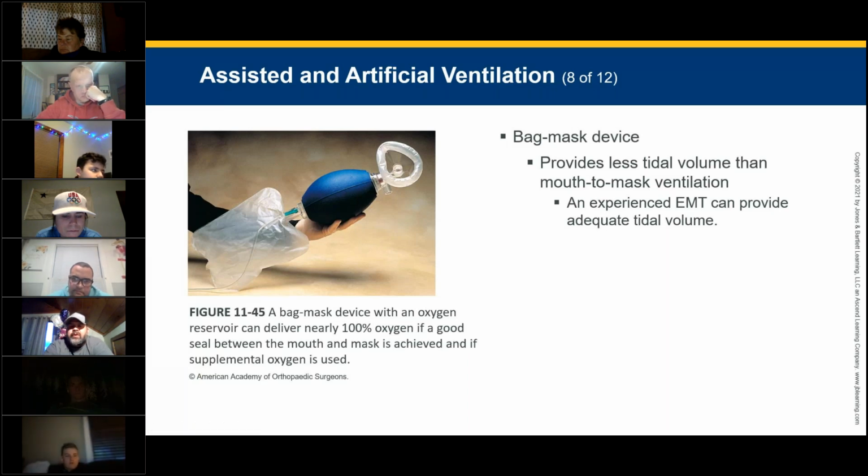It has a transparent face mask. It has the ability to perform under extreme environmental conditions. The volume of air delivered is based on observing chest rise and fall. And again, this is something that we're going to practice once we do our in-person sessions.